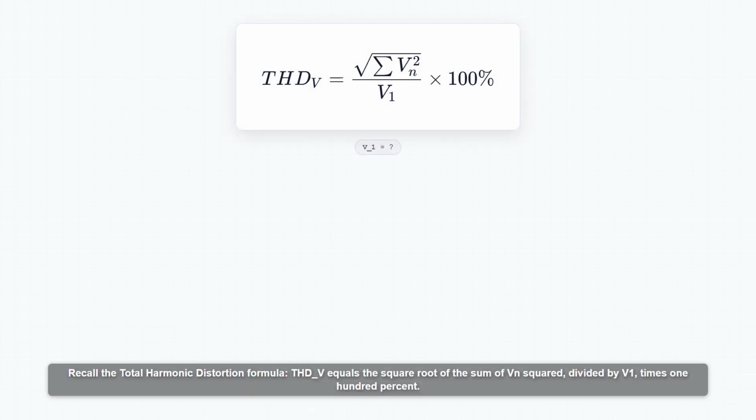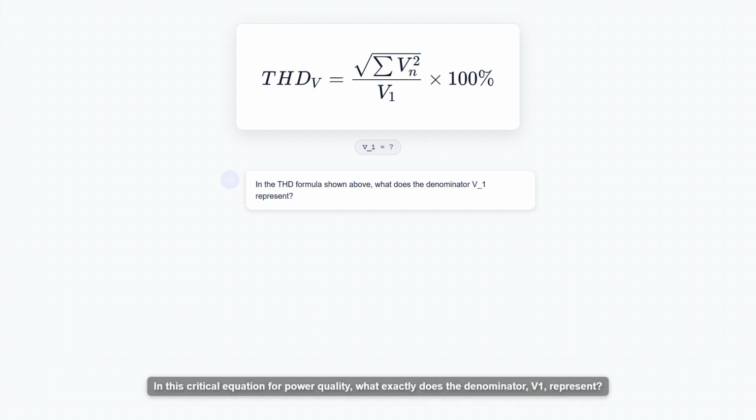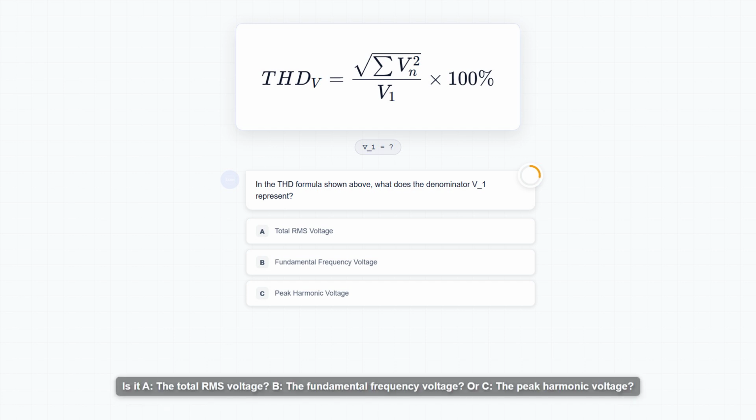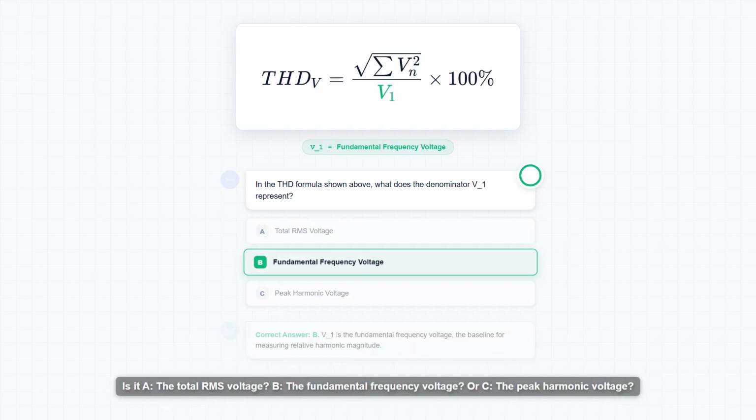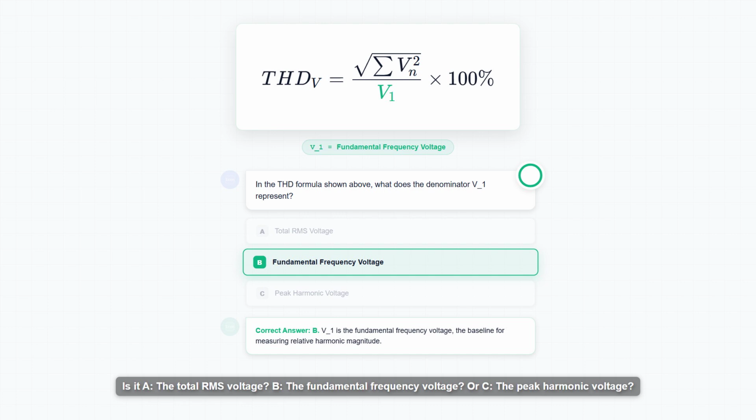Recall the total harmonic distortion formula, THD_V equals the square root of the sum of Vn squared, divided by V1, times 100%. In this critical equation for power quality, what exactly does the denominator V1 represent? Is it A, the total RMS voltage, B, the fundamental frequency voltage, or C, the peak harmonic voltage?